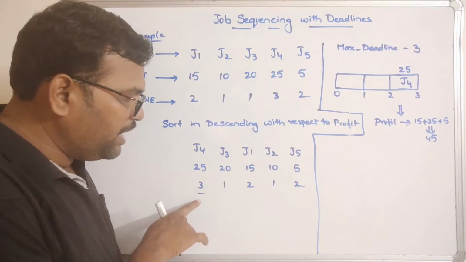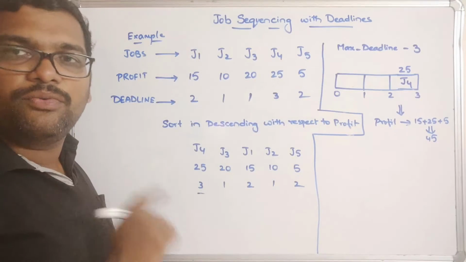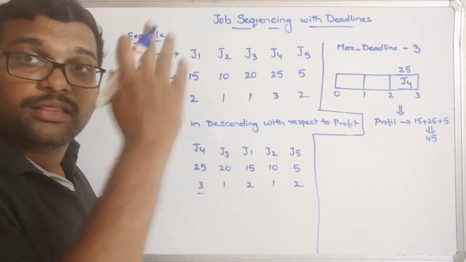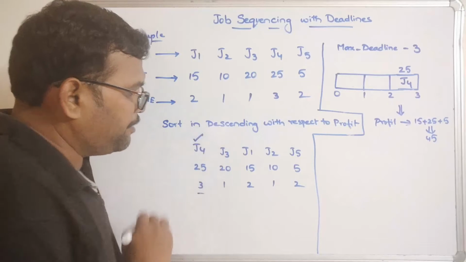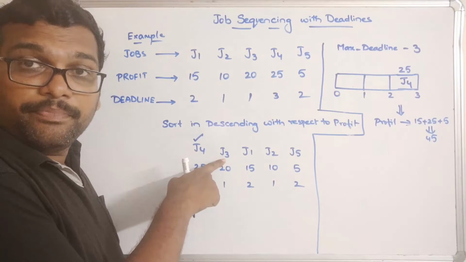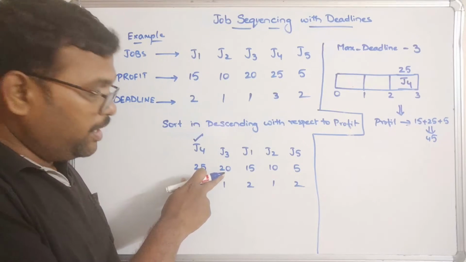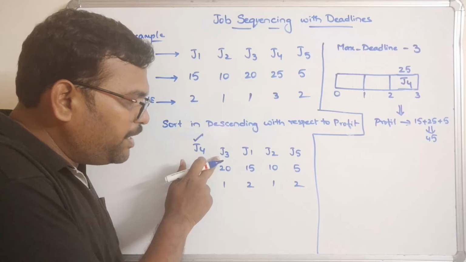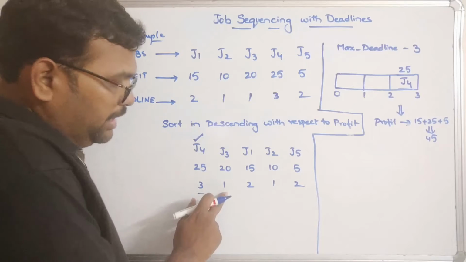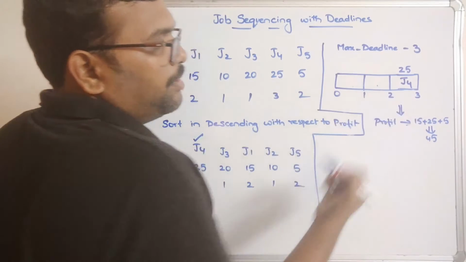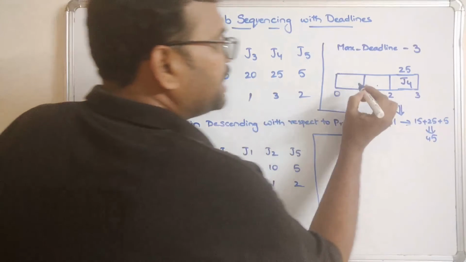So the maximum deadline to complete job 4 is 3. So we are going to select the third one, that means the last option, in the third unit. So the profit will be 25. So this is completed. Next J3 with the next highest priority. Because this is a descending order, 20 is the next priority, and J3 should be completed within 1 unit. Okay, the deadline is 1. So we can't assign J3 here, because after 1 we can't assign it, since 1 is the deadline. So J3 will be assigned here.